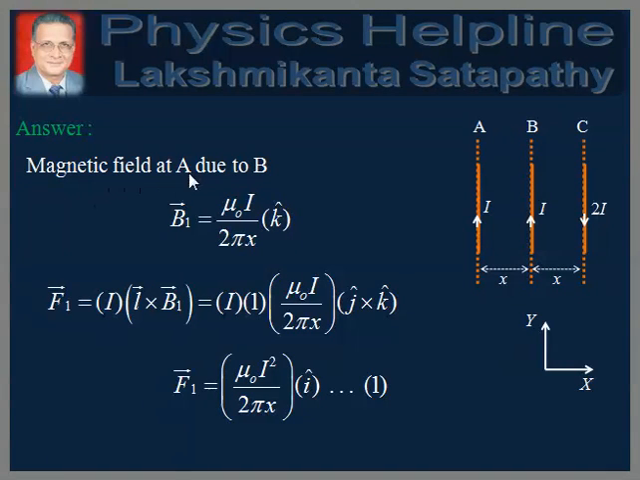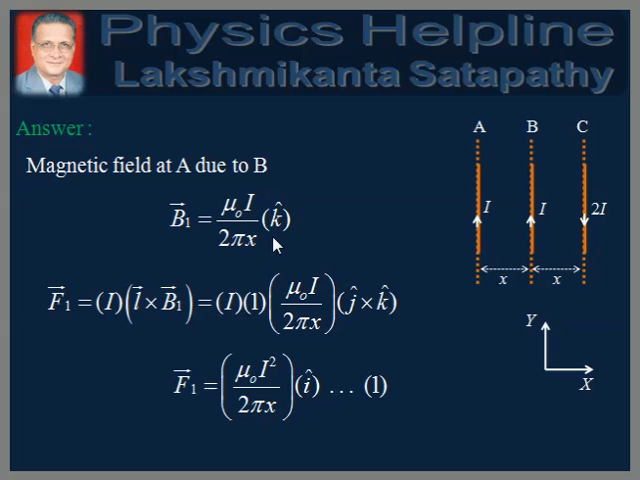First, the magnetic field at A due to B. The current in B is I and the distance from A is equal to x. Therefore, we denote it as B1 = mu 0 I by 2 pi x. What will be the direction? If we hold the conductor B in our right hand with thumb pointing in the direction of current, the curling fingers at A will be perpendicular to the plane of the figure and out of it, which is the positive direction of z-axis. Therefore, we write B1 vector is equal to mu 0 I by 2 pi x into k cap.